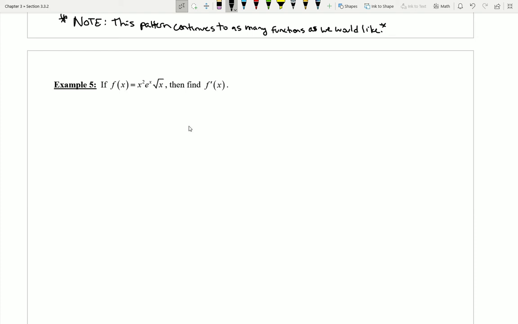So let's take a look at example 5 here and start to see how we can use this product rule where we have three functions being multiplied together. Notice here, f of x consists of an x squared, which I'll call our blue part, an e to the x, which I'll call our red part, and a square root of x that I'll call the green part.